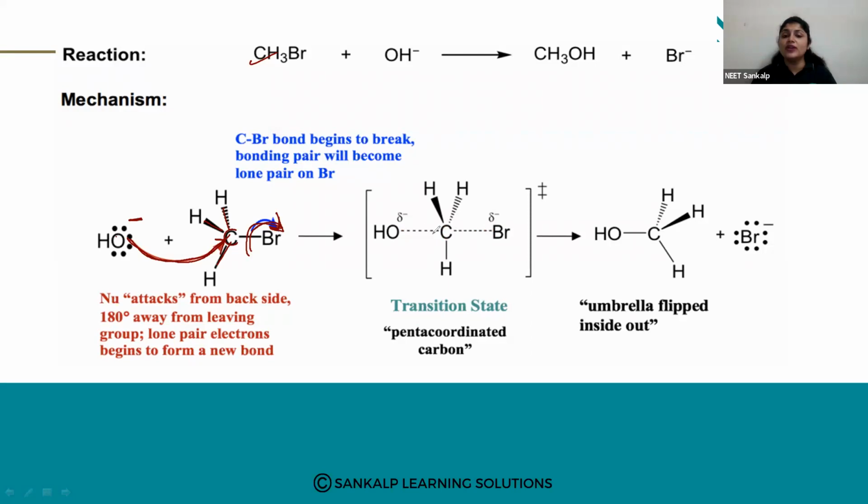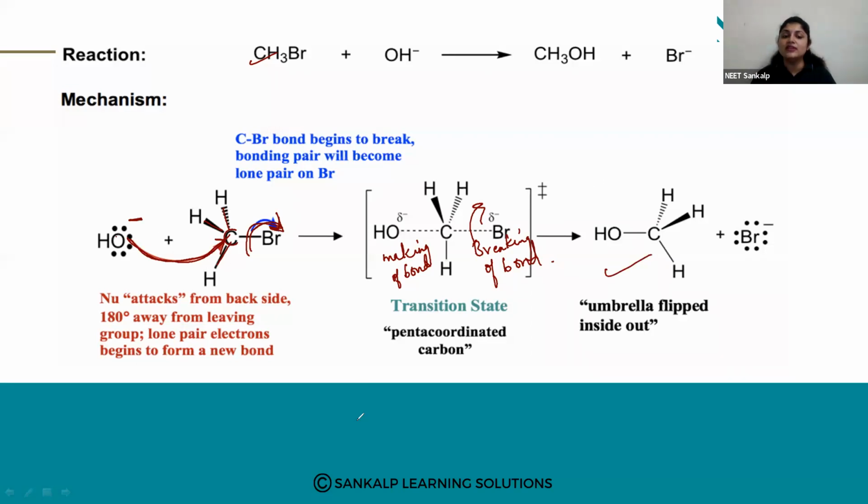Here this is making of bond, and this is breaking of bond. As this bond is being made, simultaneously this bond will be broken. So breaking of bond and making of bond takes place simultaneously, and as a result this product is formed.